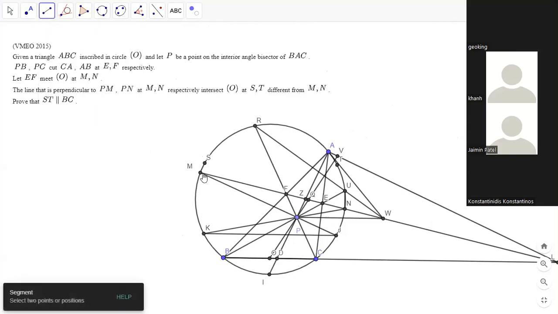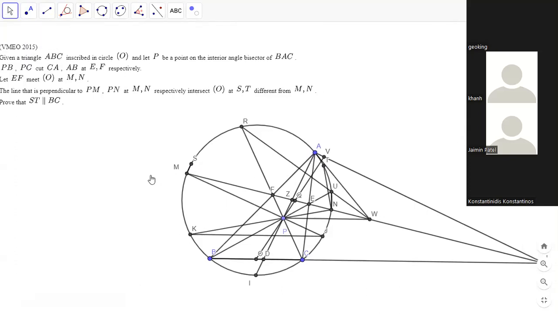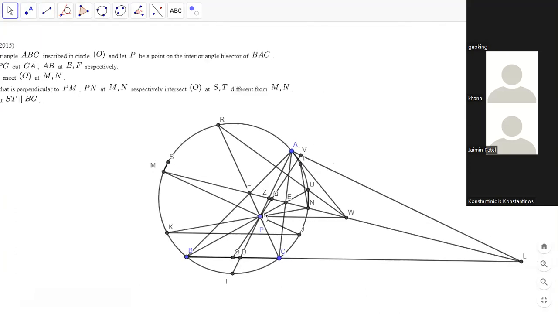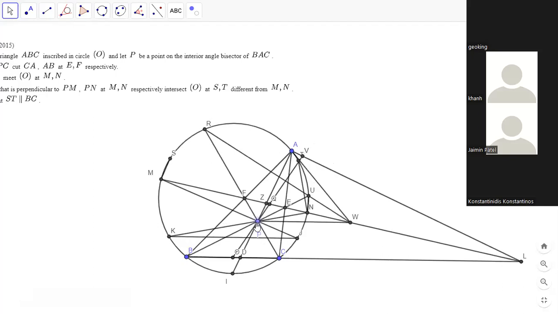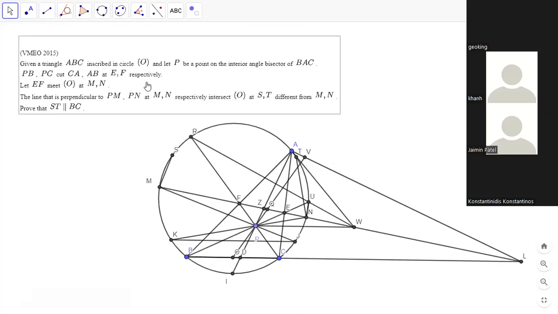Okay, so PMS is a right angle and PMT is a right angle. It's hard to get this all in one diagram, but I'll find a way to do it.